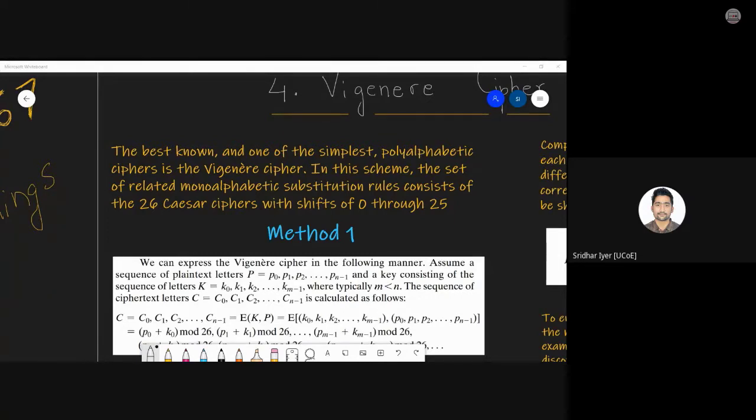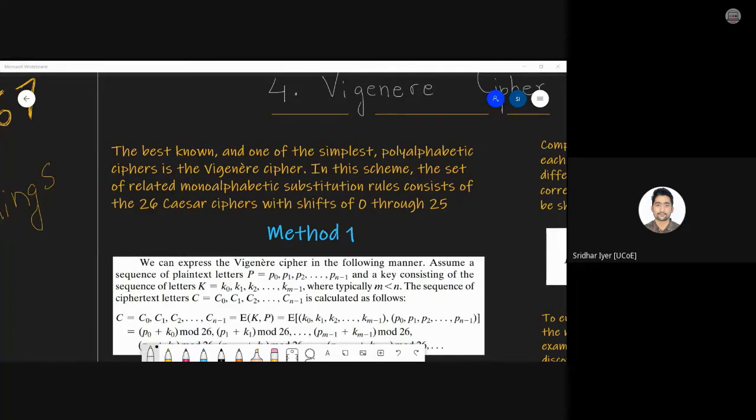In this scheme, the set of related mono-alphabetic substitution ciphers, or substitution rules, consist of 26 Caesar ciphers with shifts of 0 through 25. Obviously, in the case of the Caesar cipher also, we saw that in a general Caesar cipher there could be shifts between 0 to 25. Correct? So, using that principle, in the case of the Vigenère cipher, 26 different Caesar ciphers are allocated for each individual key element. I will just tell you what exactly I'm talking about.